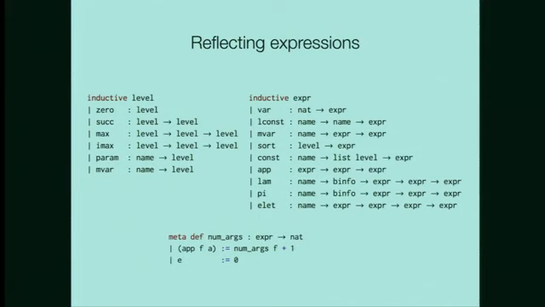And here's a very small function that's given an expression. It is a recursive function. I'm going to say, if it's an application, I'm going to compute the number of arguments in f and add 1, otherwise I'm going to return 0. It's basically counting the number of nested applications you have, right?